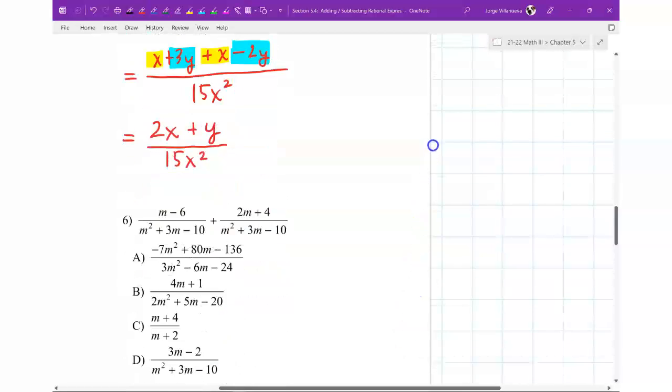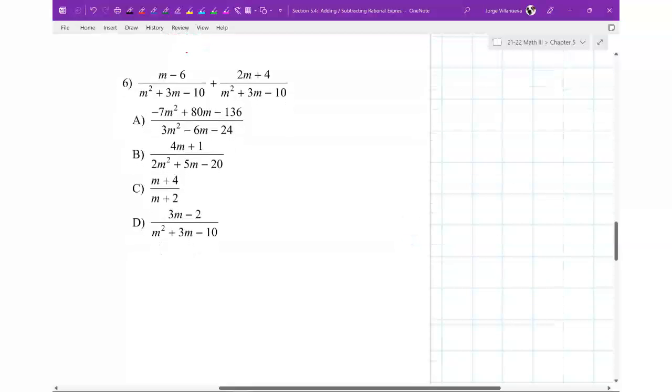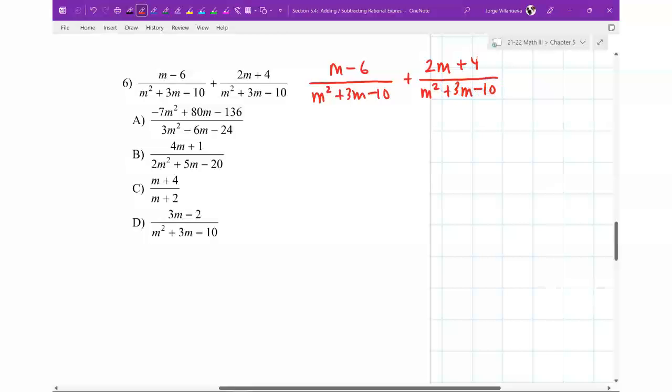So let's check out number 6. So right here, it starts to get a little bit more interesting. So let me write this out. m minus 6 over m squared plus 3m minus 10 plus 2m plus 4 over m squared plus 3m minus 10. Now, I want you guys to know that maybe your gut reaction is, oh, I need to factor the bottom. But don't do it unless you have to.